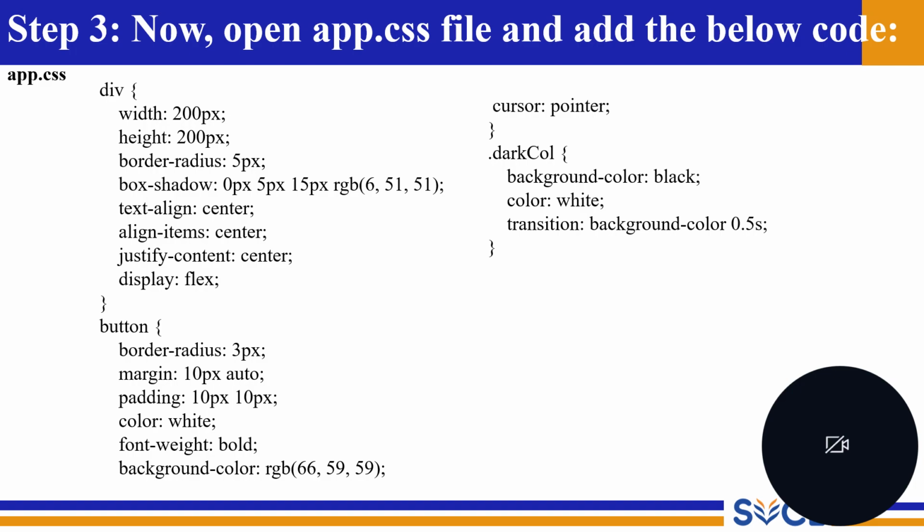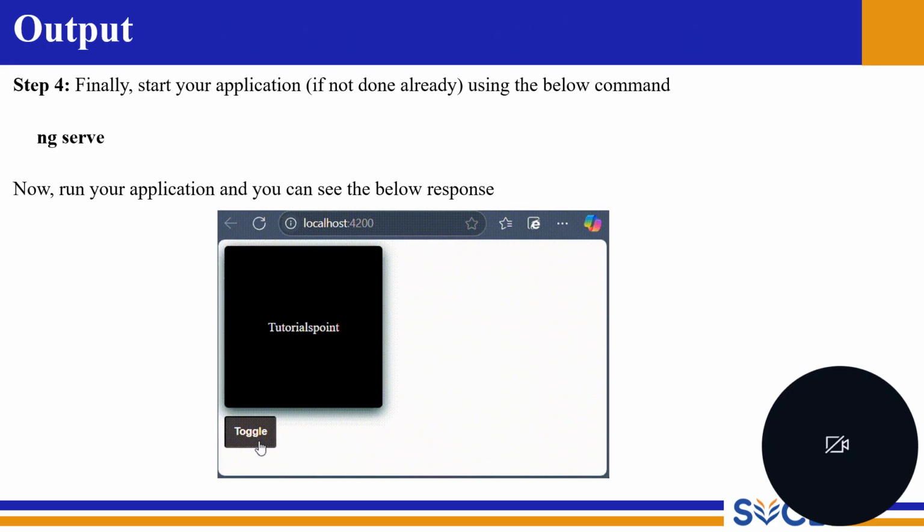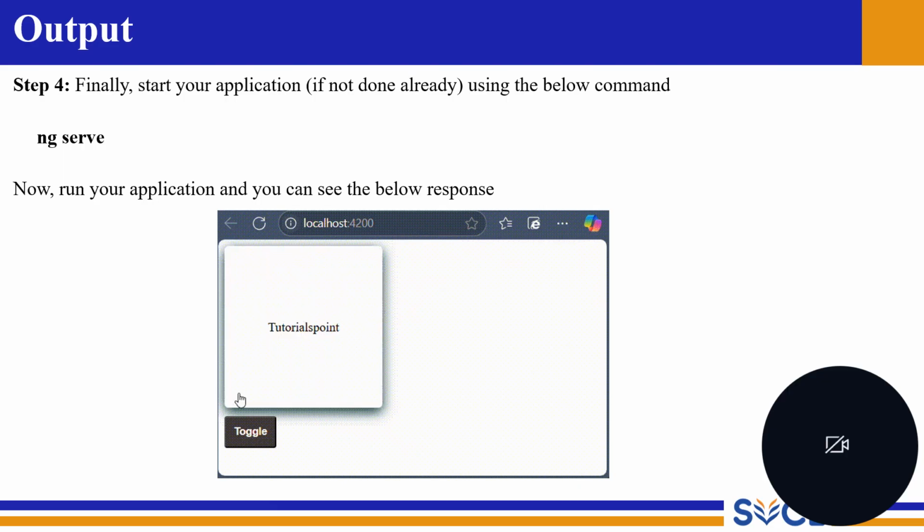In step 3, in app.css, you have to give the style: background color, font weight, margin, padding, button width, all of that you have to give. So finally, you have to run your application using the below command, ng serve. So this is all about the ngClass directive.